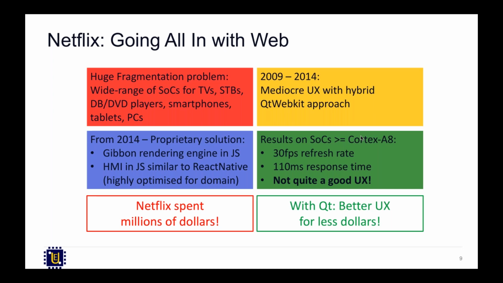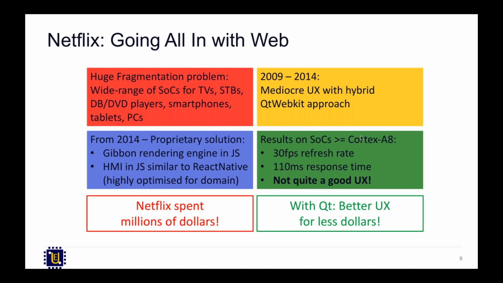And what they did is they wrote their own rendering engine fully in JavaScript. It's called Gibbon. It's proprietary, so nothing you can scrounge from them. And they also started to rewrite their HMIs in React. At that time, there was no React Native. And then they optimized and optimized and optimized and created their own language, which is a bit similar to what React Native later became.